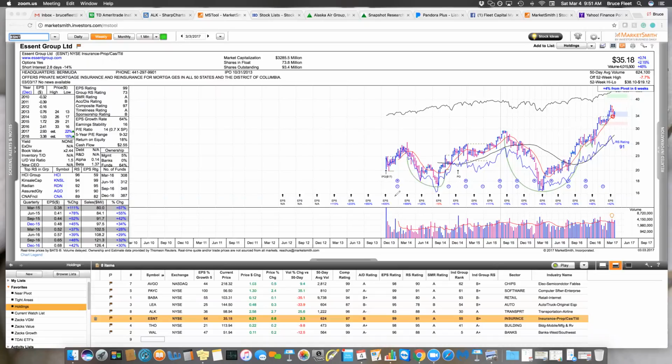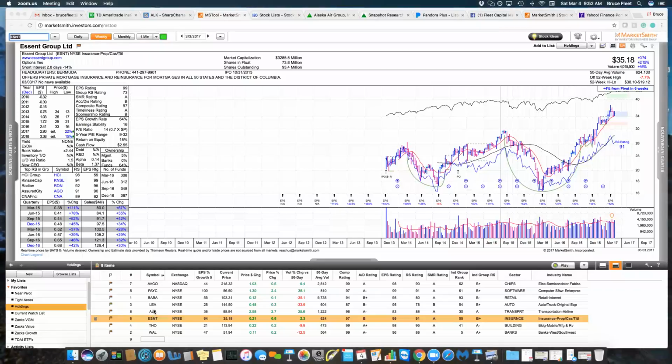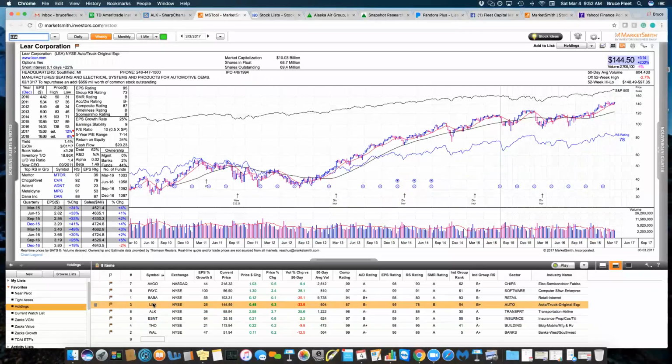So I'm looking at these, and I'm looking at every stock that we own multiple times during the day. Let's go to Lear Corp. Again, it's not been performing real great, but it looks like it's finding support on its 50-day moving average. So I'm going to wait. I'm going to give that a little bit more breathing room, if you will.